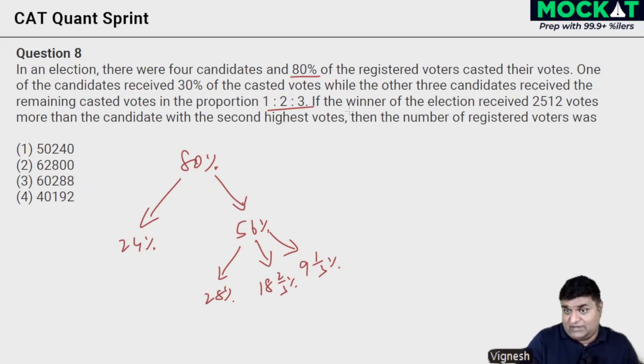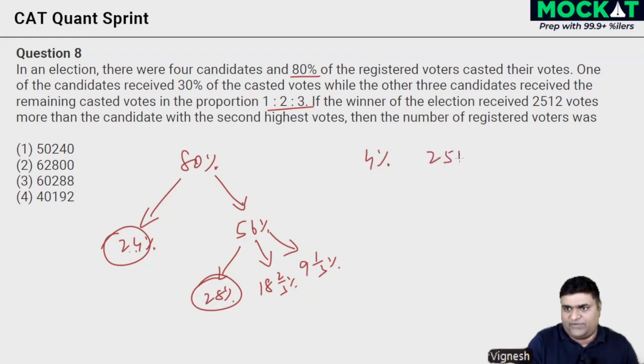Now, what's given here is the winner of the election received 2512 votes more than the candidate with the second highest. Who's the winner here with these percentages? 28% is the winner. Who's number 2? Number 2 is 24%. Now, the difference between these two, 4%, is what?